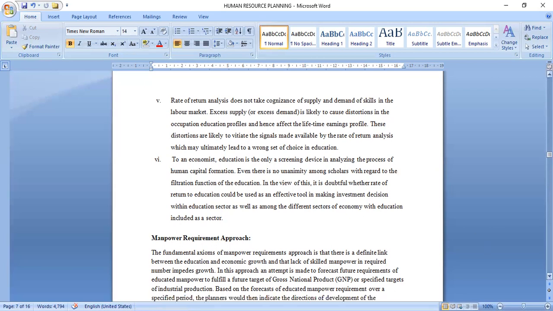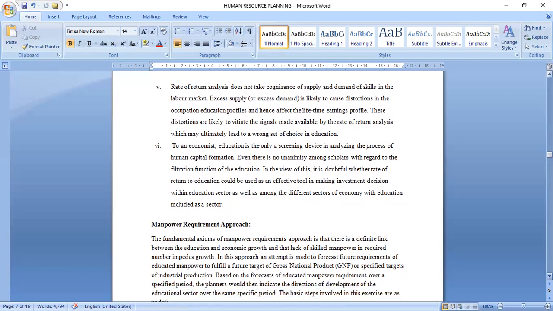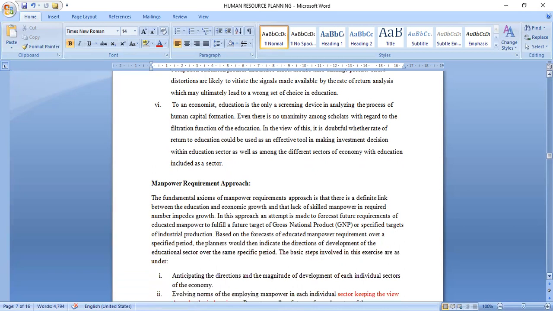The rate of return approach has been criticized on those grounds, and yet economists are just looking at education as the only factor. This rate of return approach only looks at formal education, the kind of education we are in now. For example, we are in class here. This is formal education, but it does not consider informal education, because even with informal education, people can acquire skills.